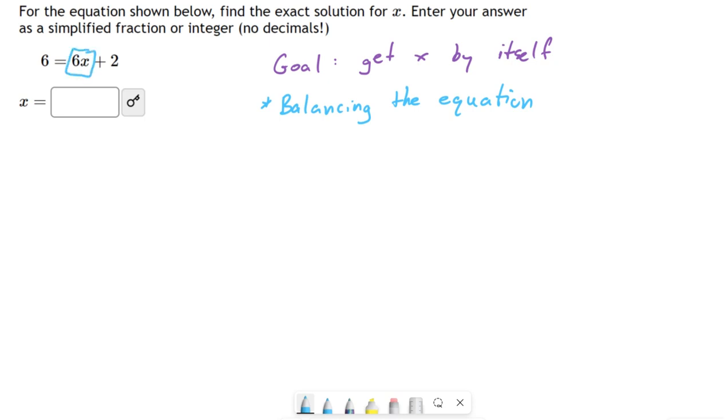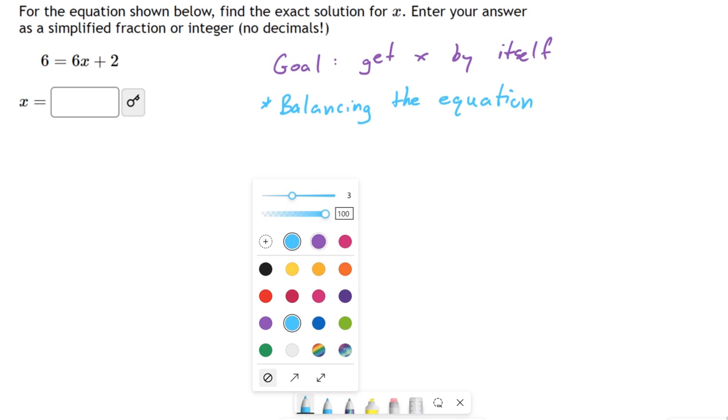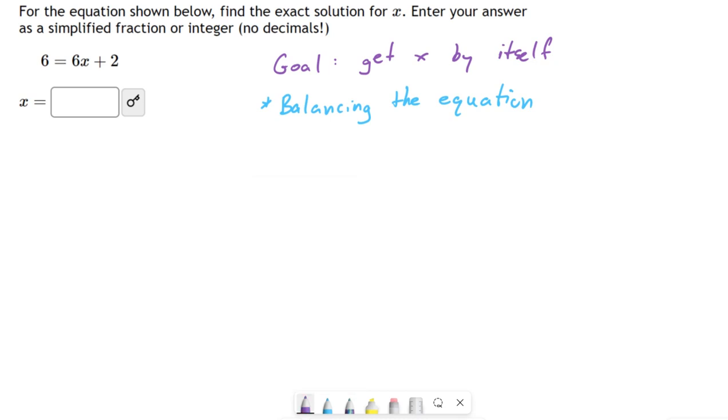This right here, see the x in there? It just has a single exponent. It's x to the 1 power, so we don't even bother saying it. X to the 2 power, x to the 3 power, those are harder to solve. But this one should be fairly straightforward. So I'm going to write that down here. 6 equals 6x plus 2.